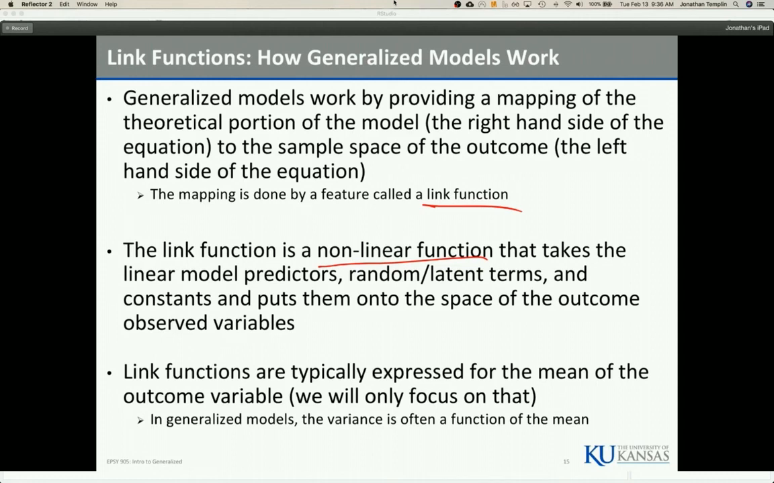And link functions are typically only expressed for the mean of the outcome variable, although sometimes you'll see it for the variances. Today we are going to focus on that. We're going to look at the mean outcome of a binary variable as we go forward. Generally speaking, though, in other models, the variance can be modeled. There may be even a link function for the variance. We won't go there today. And typically in generalized models, the variance is some type of function of the mean, meaning if you know the mean, with a given distribution, you know the variance as well.